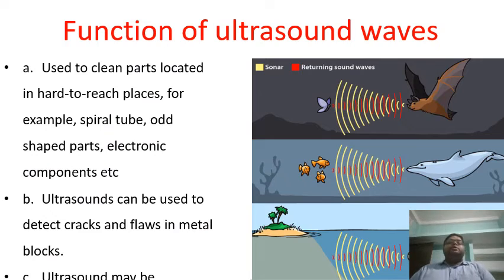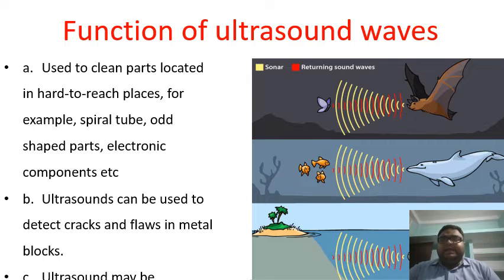So the functions of the ultrasound waves are, first of all, it is used to clean parts that are hard to reach, right? So suppose that there is a spiral tube and you cannot reach there with your hand or with any brush. Then you will use an ultrasonic cleaner, and that ultrasonic cleaner will do the cleaning for you, right? So ultrasonic waves can be used to detect cracks and flaws in the metal blocks, right? So ultrasonic waves are used to detect cracks or flaws that are present in the metal blocks.